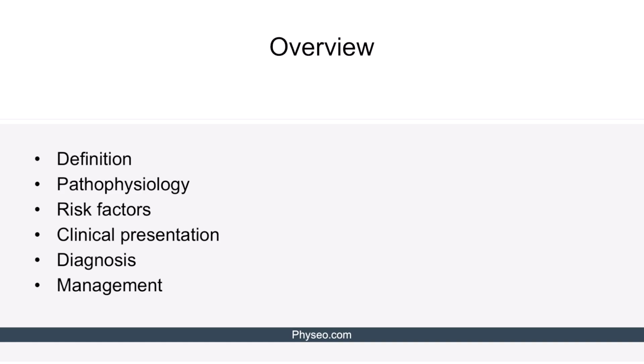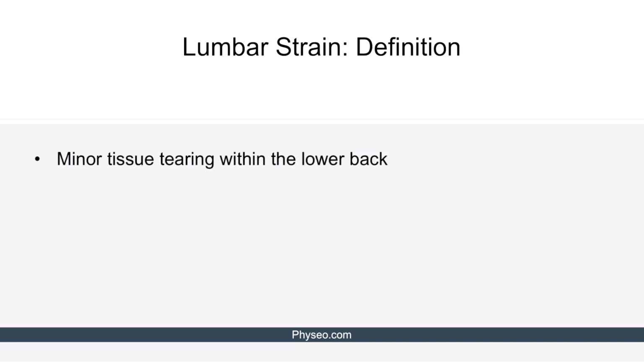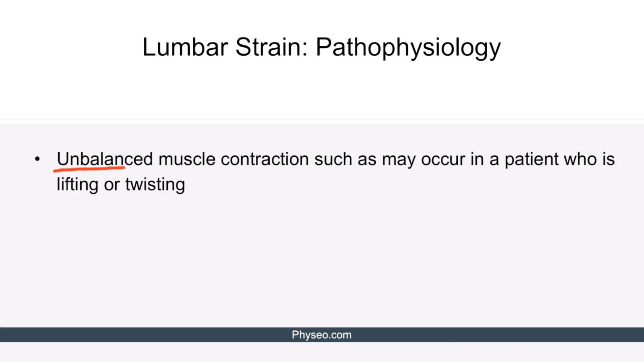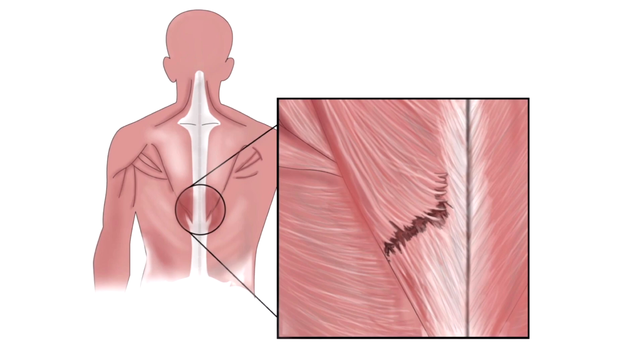We'll cover each of these points. Lumbar strain is defined as minor tissue tearing within the low back. This results when an unbalanced muscle contraction occurs. This may occur in a patient who is lifting or twisting. This image depicts what happens when a patient experiences a lumbar strain. In this instance, a small tear in the inferior portion of the trapezius muscle is shown. This tearing of the muscle leads to inflammation and pain.